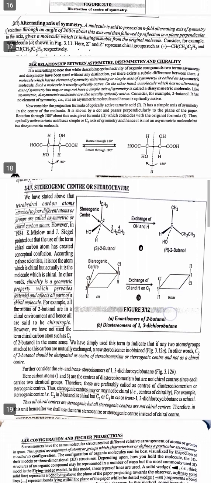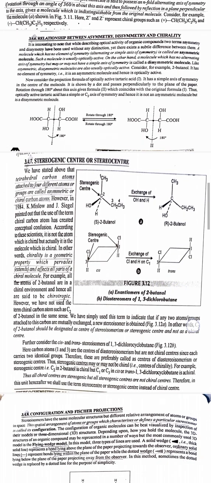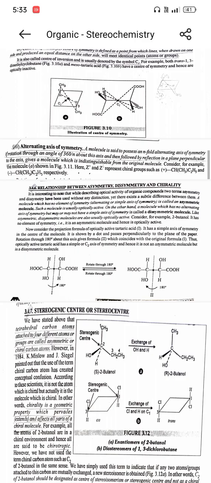Relationship between asymmetry, dissymmetry, and chirality. It is interesting to note that while describing optical activity of organic compounds, the two terms asymmetry and dissymmetry have been used without any distinction, yet there exists a subtle difference between them. A molecule which has no element of symmetry is called an asymmetric molecule. Such a molecule is usually optically active.